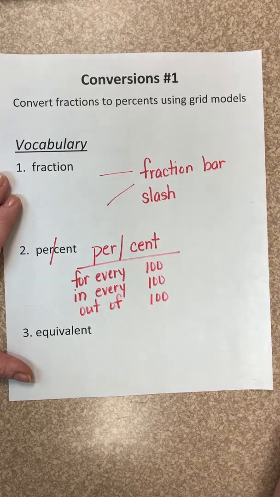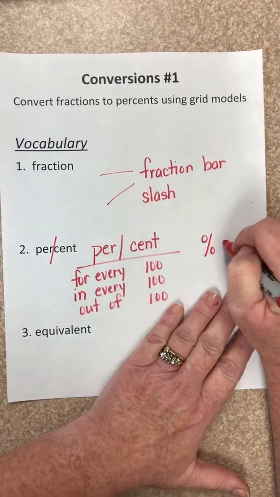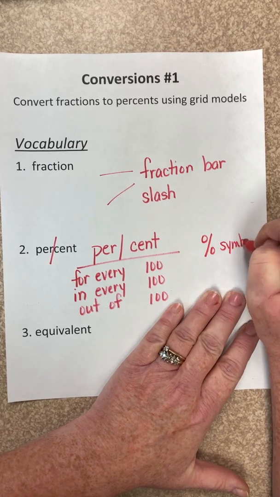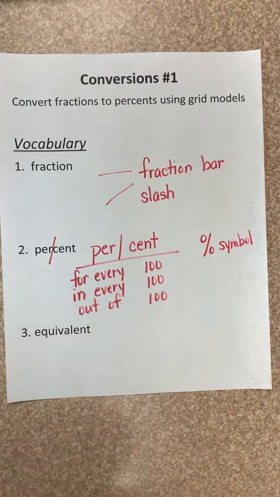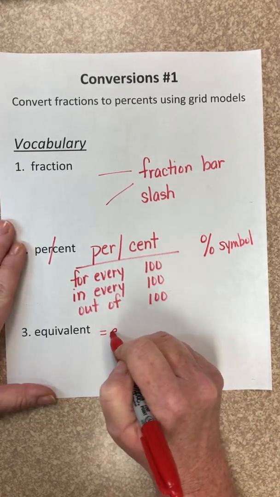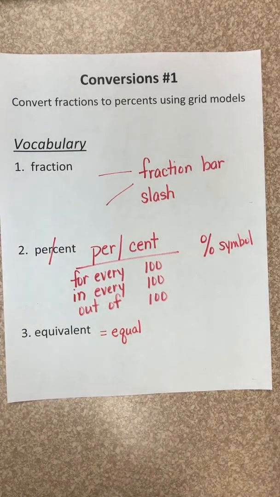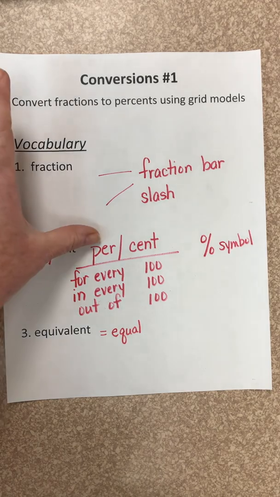When we label percents, we must use the symbol, which is this. And the symbol goes behind the number. Equivalent is just a fancy word for equal. Let's look at a couple examples.